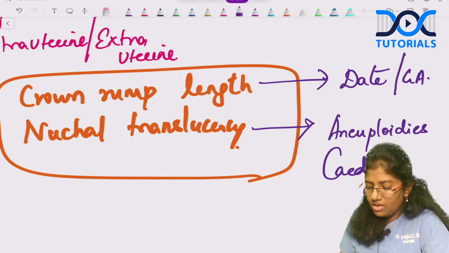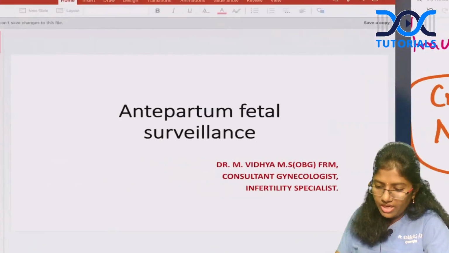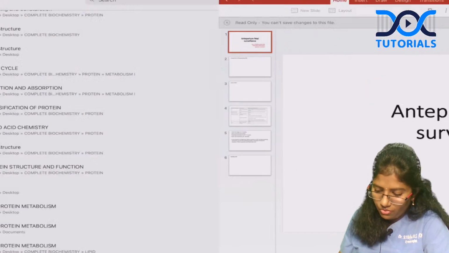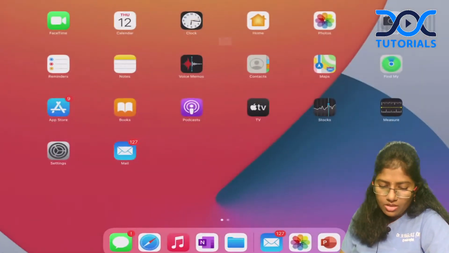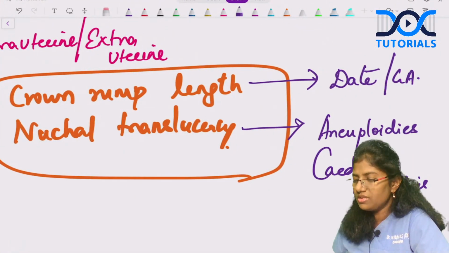So nuchal translucency is what we measure at 12 weeks. Is that okay? Okay, fine. So this is about antenatal care. Any questions here?